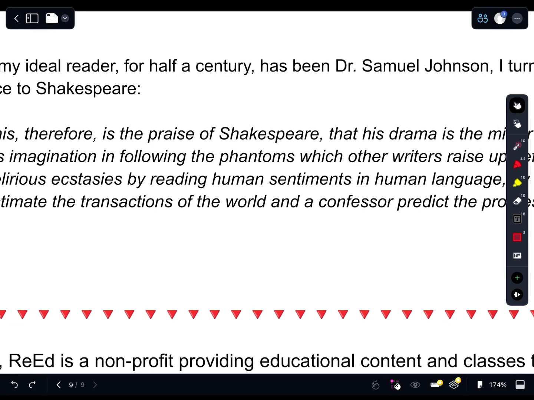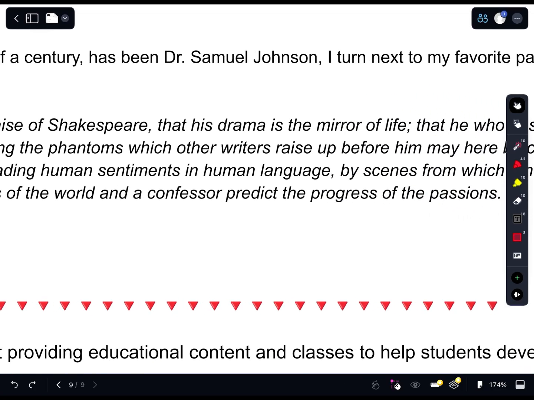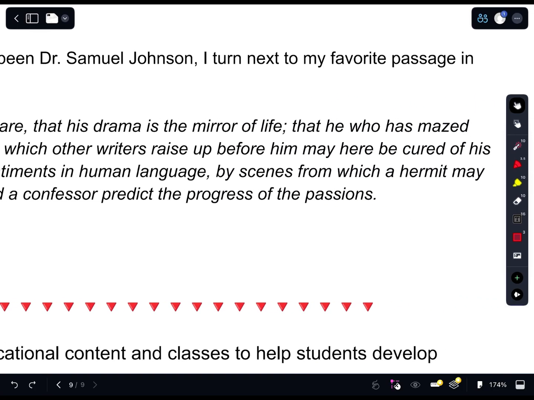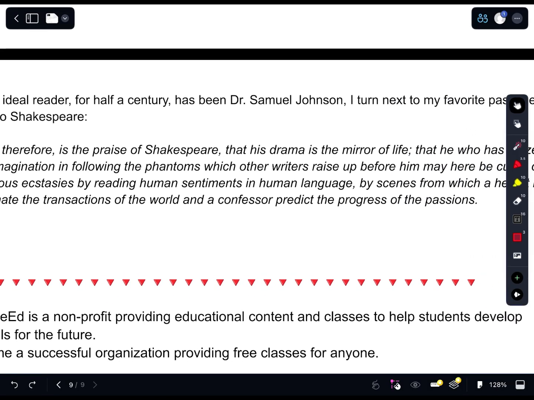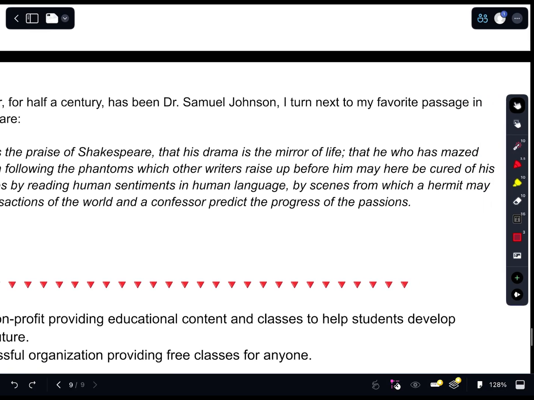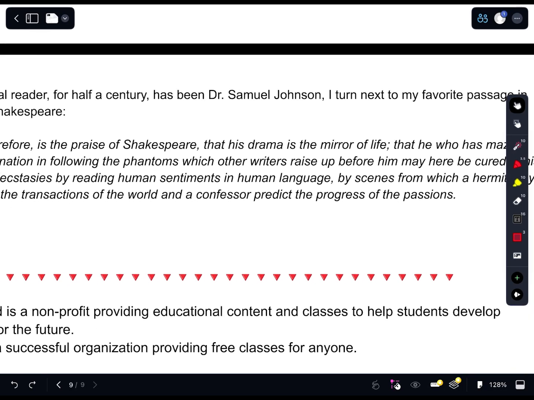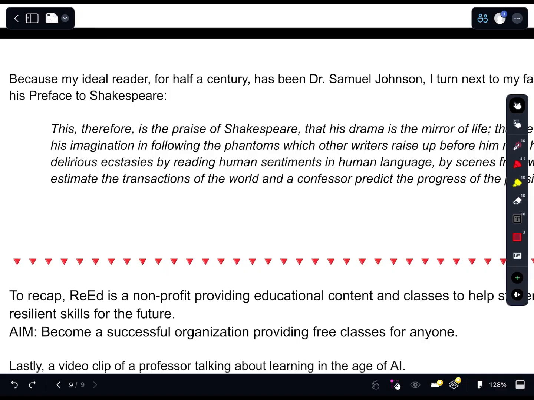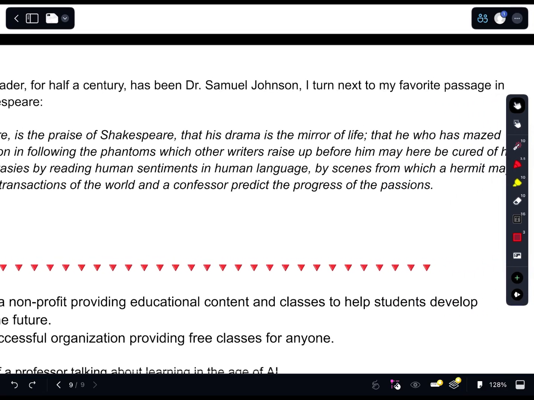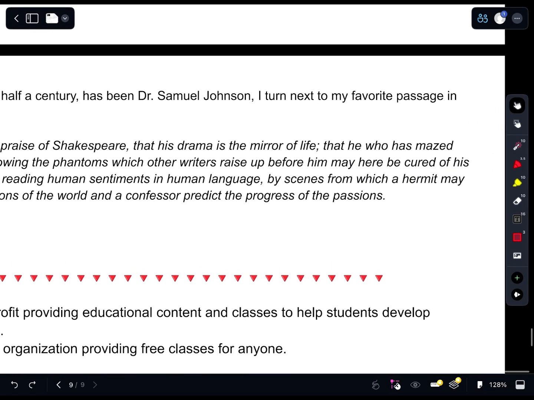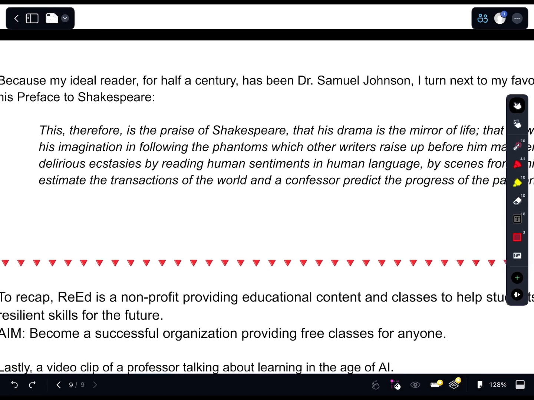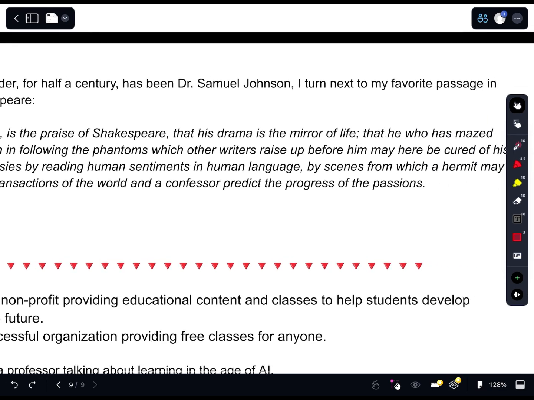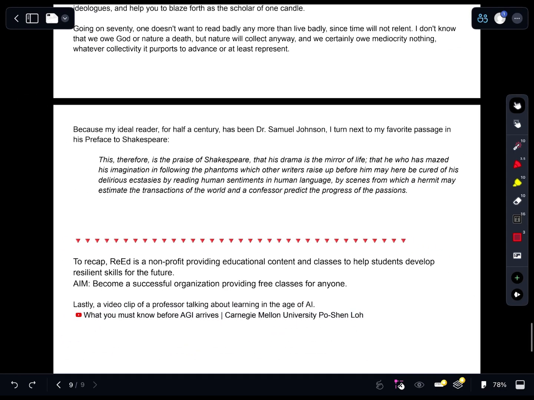This, therefore, is the praise of Shakespeare, that his drama is the mirror of life, that he who has mazed his imagination in following the phantoms which other writers raise up before him, may here be cured of his delirious ecstasies by reading human sentiments in human language, by scenes from which a hermit may estimate the transactions of the world and a confessor predict the progress of the passions.